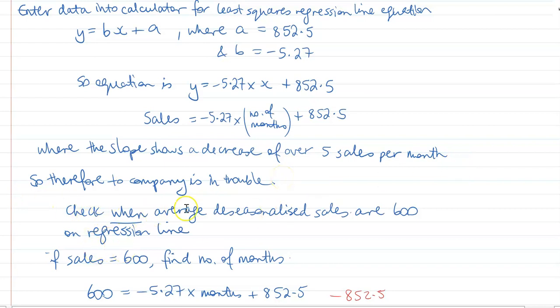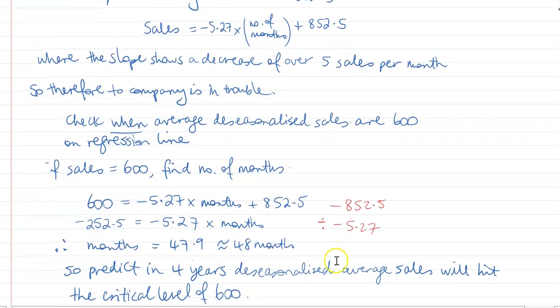Last step, to check when average deseasonalized sales are 600 on the regression line. If I sub in that sales is 600, I need to know the number of months that's passed. So working through that using my amazing solving equation skills, I get 47.9 months have passed when I get to 600 deseasonalized sales. So approximately 48 months, around 4 years, is when your sales will hit that critical level of 600.